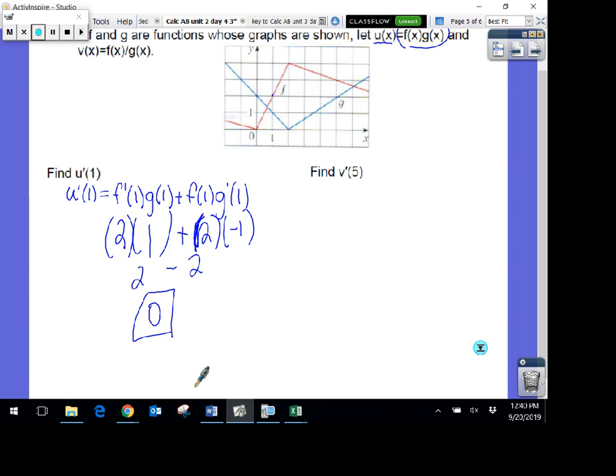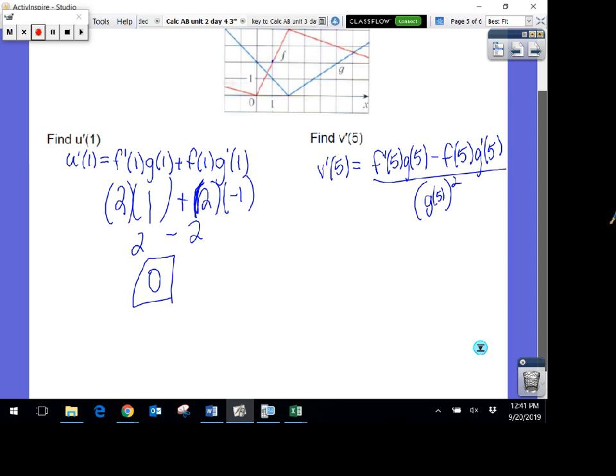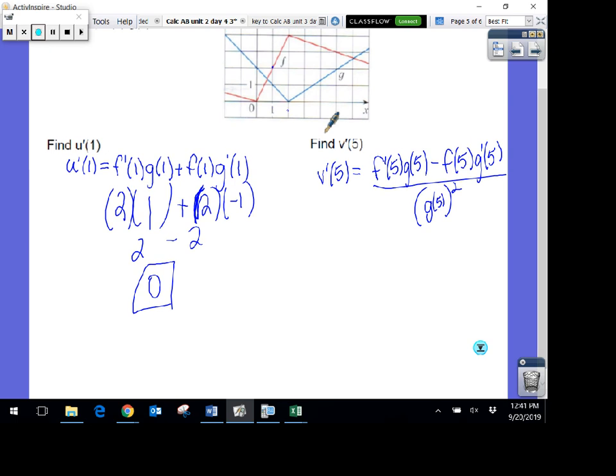All right, v prime of 5. That's the quotient. f of x divided by g of x. It told us that. So v prime of 5 is going to be f prime of 5, g of 5, minus f of 5, g prime of 5, all over g of 5 squared. So now we're going to go to 5. There's our 5 right there.